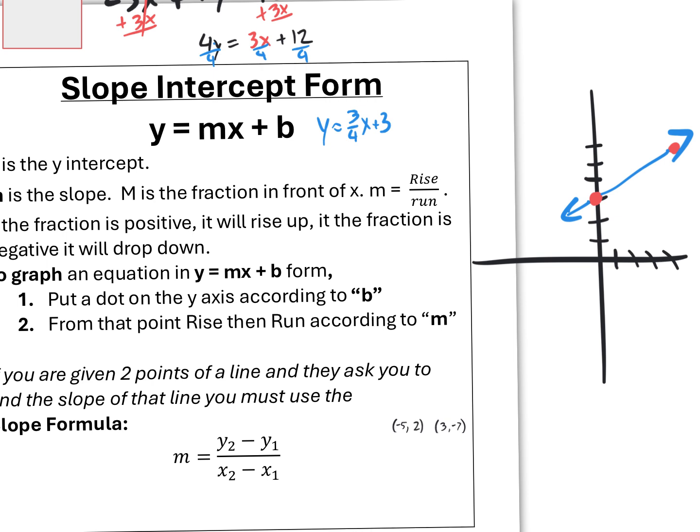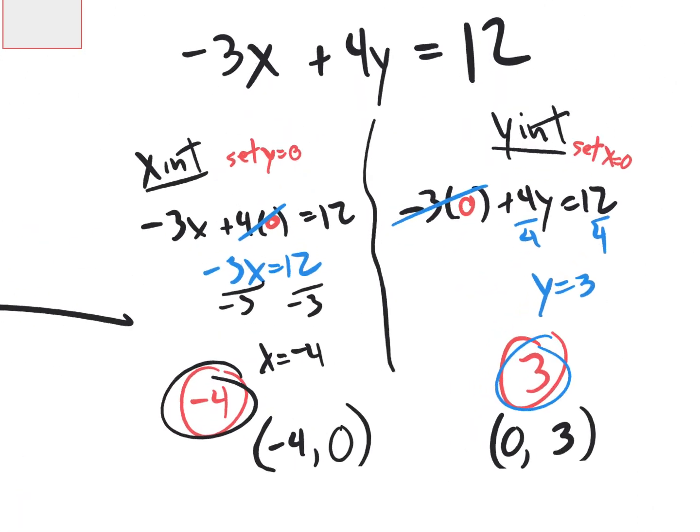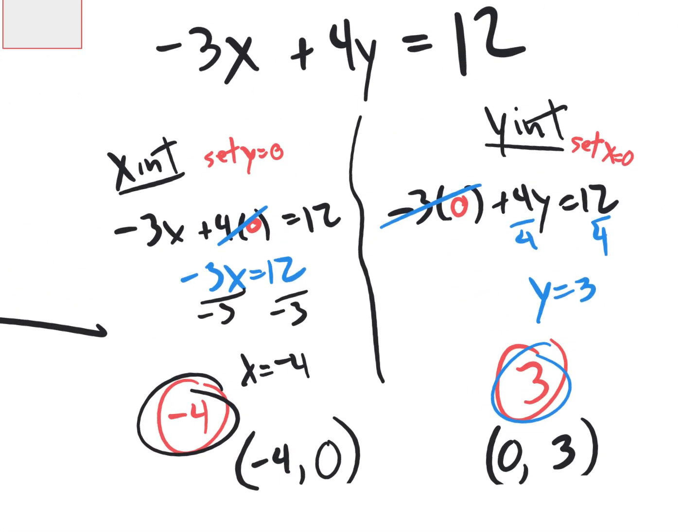So it's really easy to graph with y equals mx plus b. You could change any equation to y equals mx plus b, but to be honest with you, if it's set up like this in standard form, I'd rather just cover up, set the y equal to 0, cover it up and get that x-intercept, and then set x equal to 0 and find the y-intercept. It's as easy as that.